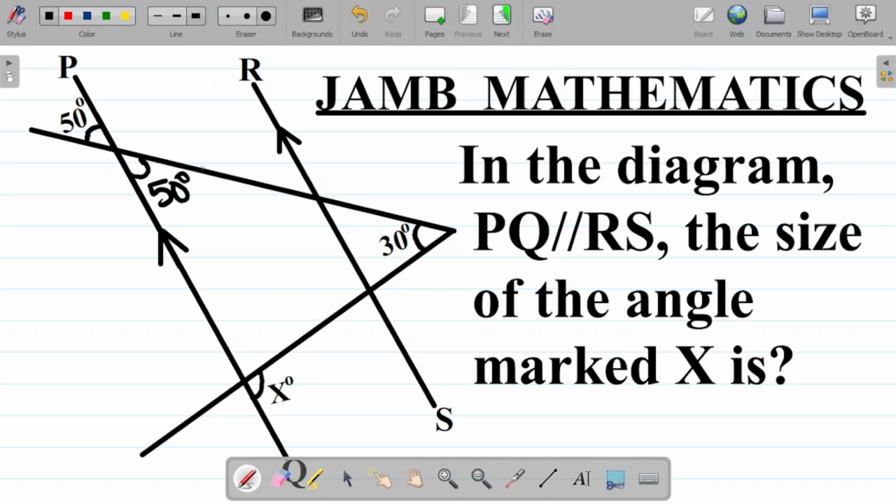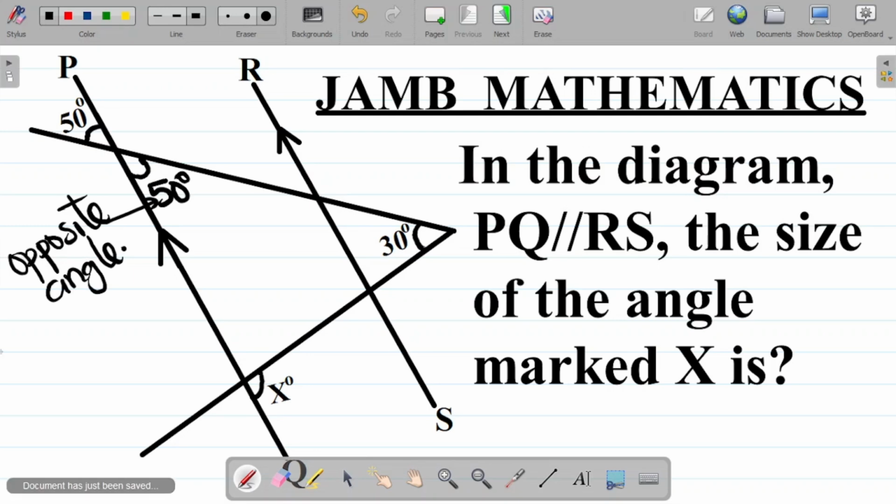It's that simple. This is actually what is called an opposite angle. Let me just include that somewhere. This is simply an opposite angle. All right, and opposite angles are the same. So that becomes 50 degrees. That's the first concept there. The first thing I have there is 50 degrees. Now, having gotten here as 50 degrees, what else can we get?